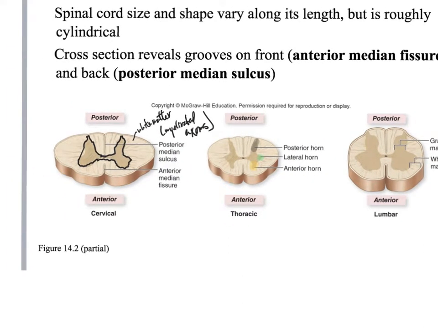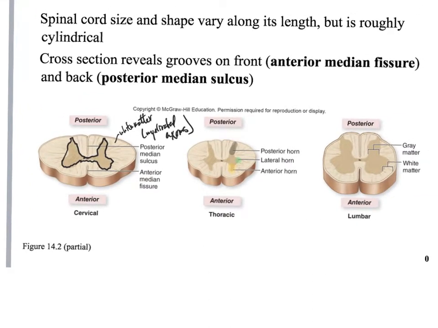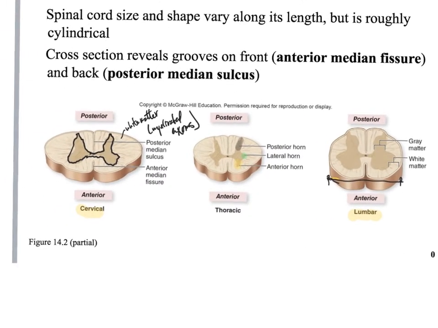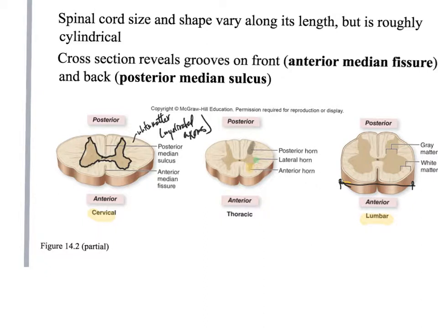But here, if you look at all of these together, you can see that the cervical area and the lumbar area are wider in diameter than the thoracic layer. So just to give you an idea that the different parts of the spinal cord have a little bit different anatomies.